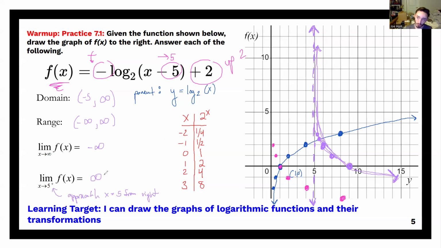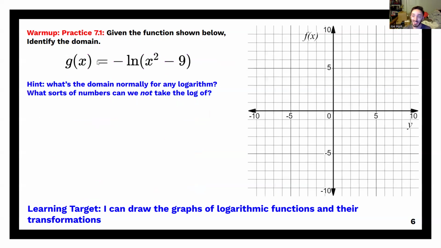So we got the parent function, we transformed it, and then we did some analysis. There's one last example in the practice assignment that I want to take a look at, this function g of x equals the negative natural log of x squared minus 9. This problem's kind of tricky, and it's a bit of a curveball from out of left field. It's been a minute since we talked about finding the domain of a function algebraically.